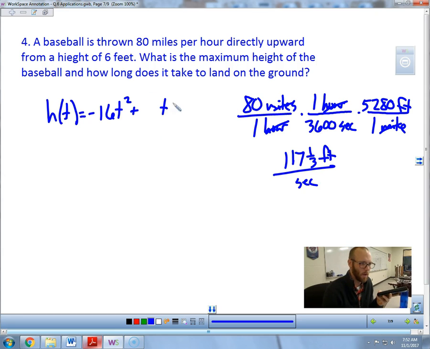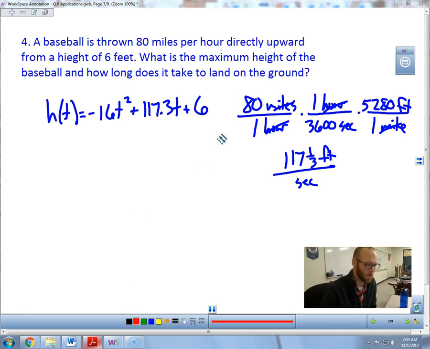All right, so back to our equation. What needs to go in here? 117 1/3. I don't really like putting fractions in here, so I'm going to round. 117.3t plus my initial height is 6 feet. There's my equation. All right, now what do we want to find? Max height and how long to hit the ground.